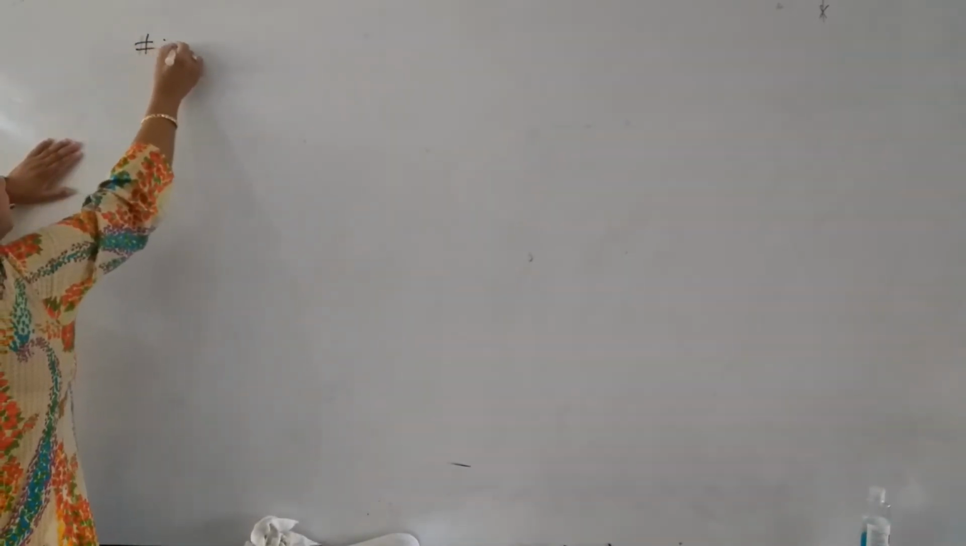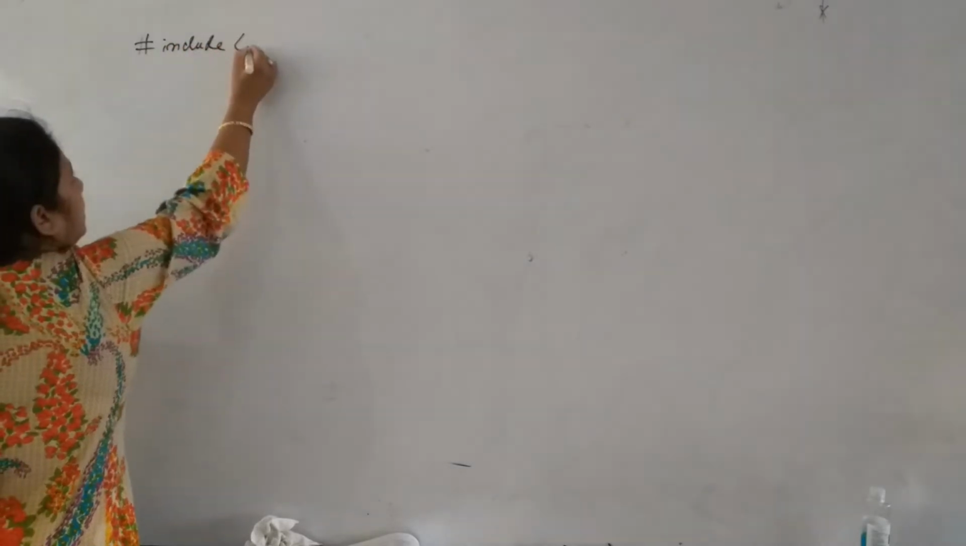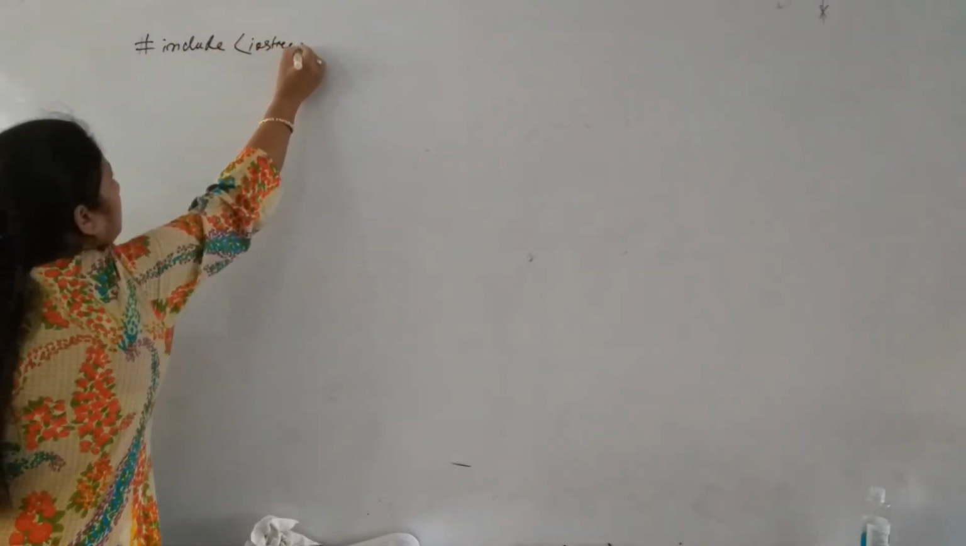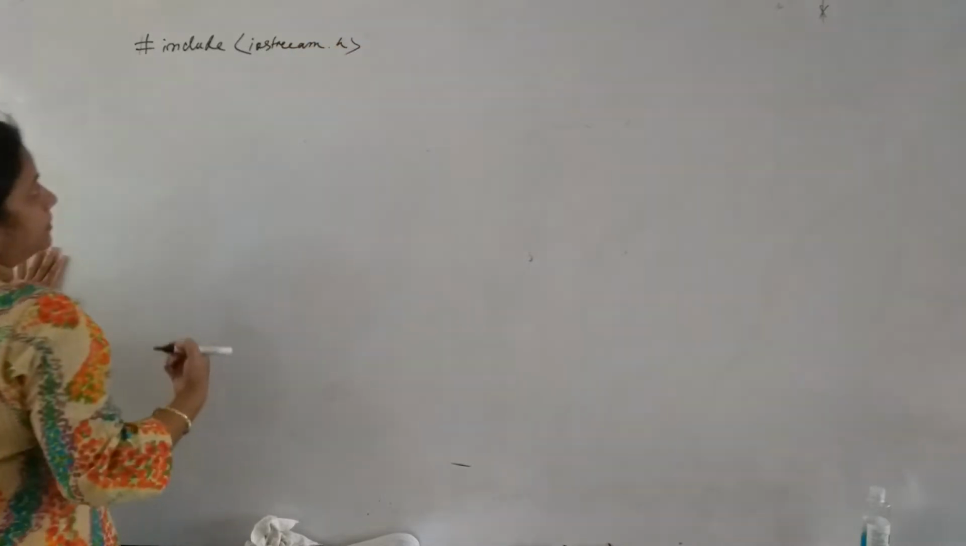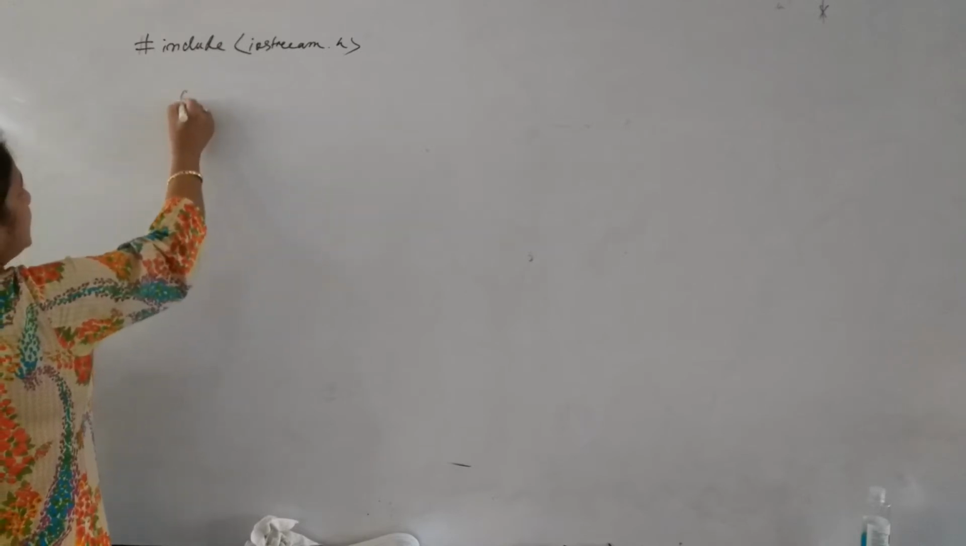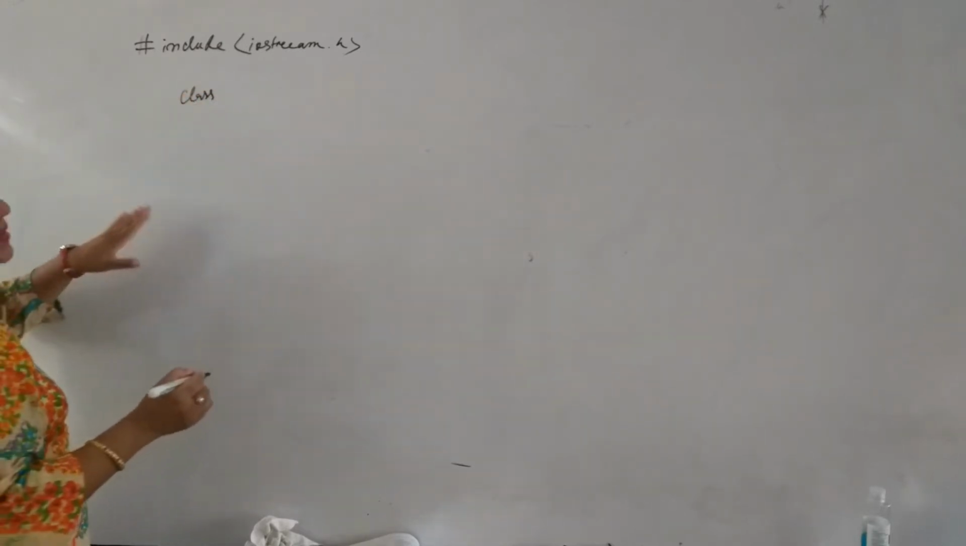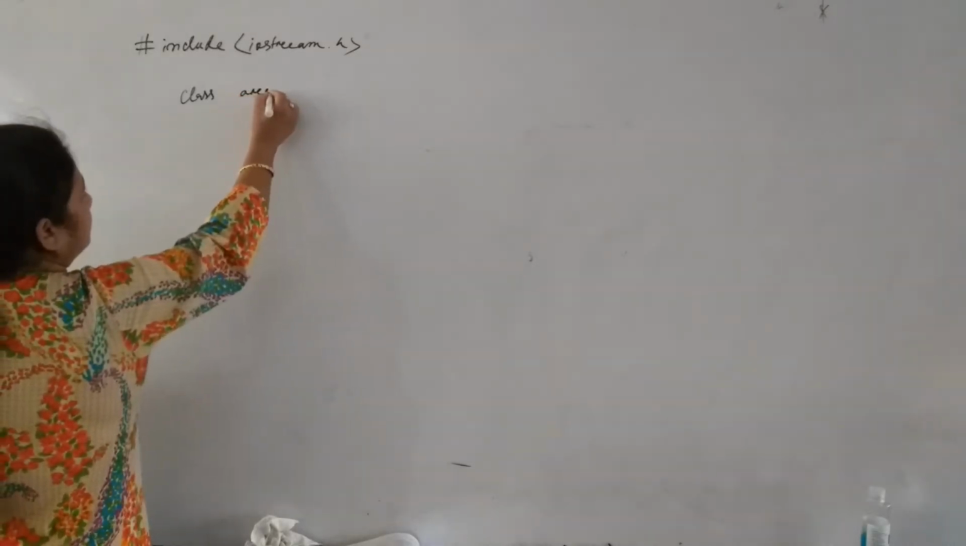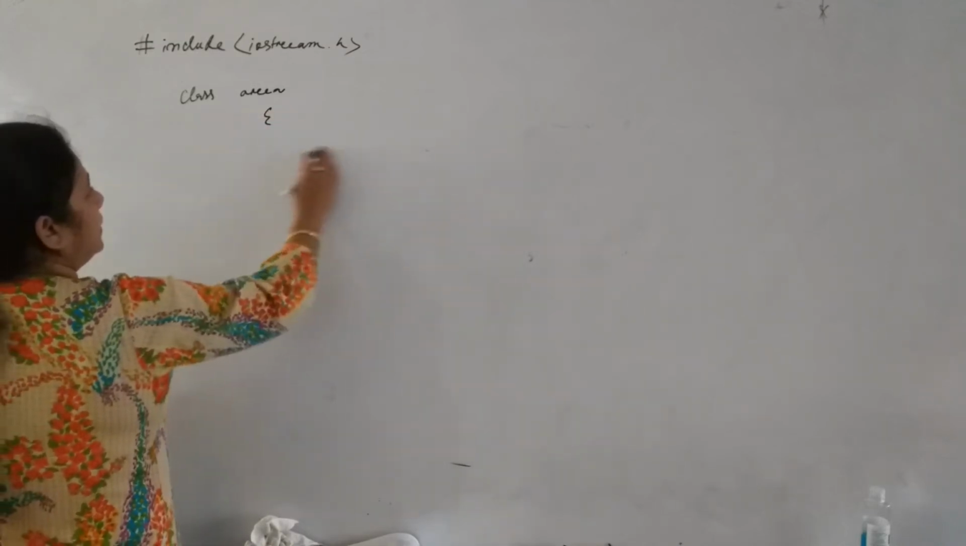Okay, remember that I am going to calculate the area of a rectangle using the constructor function. Okay, so look at the board now. So the program starts with the header file, that is include iostream.h. After that, I declare one class. Suppose I declare the class name as area. Okay. Then begin.